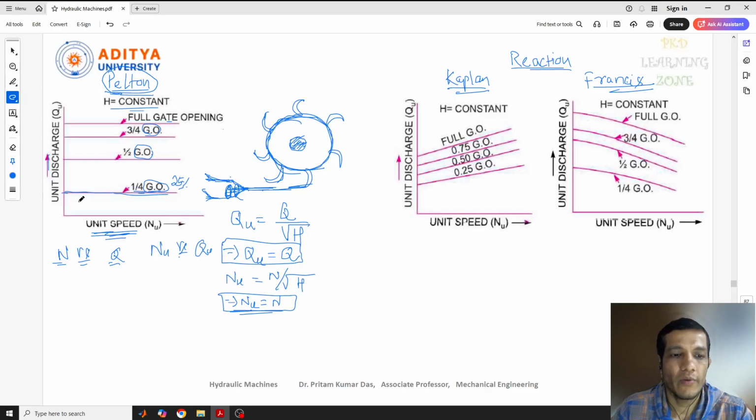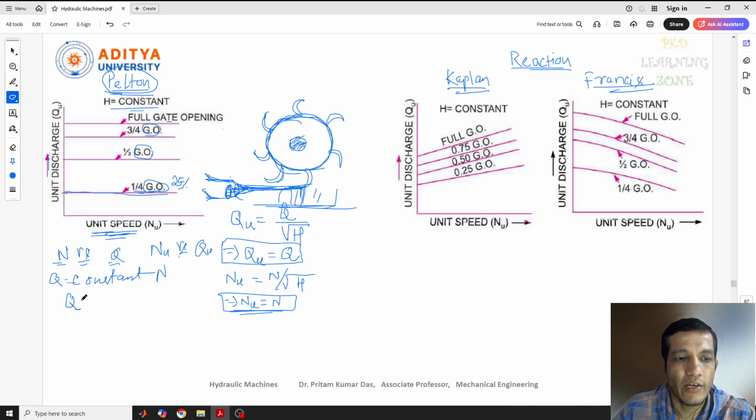So here your QU, the unit discharge, or you can say Q, will be constant with respect to the unit speed. The speed may increase, but we need to understand how the discharge happens. The water is coming out from the pipe and is going to strike here. After striking, the runner keeps running, but the water will fall here. So there will be no loss in this, and we know that Q equal to AV, so discharge equals area into velocity.